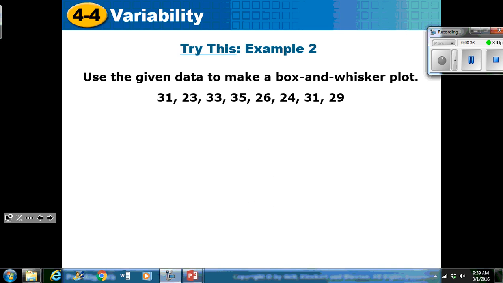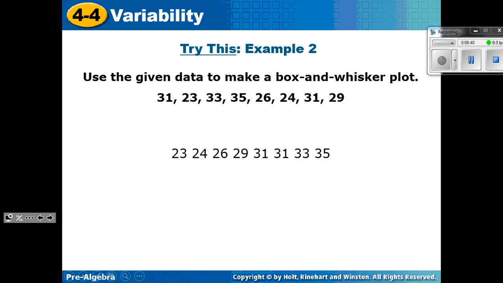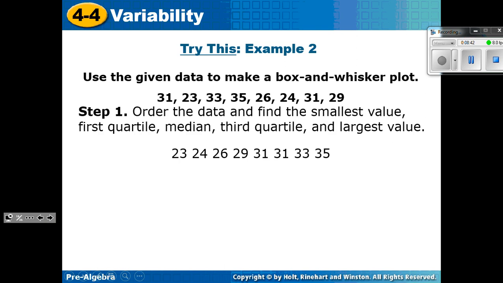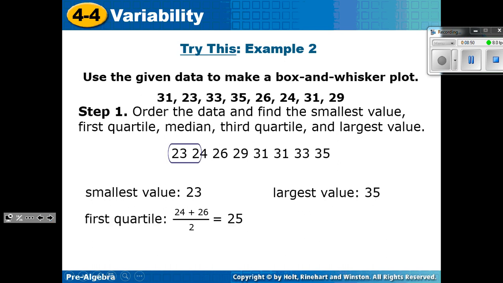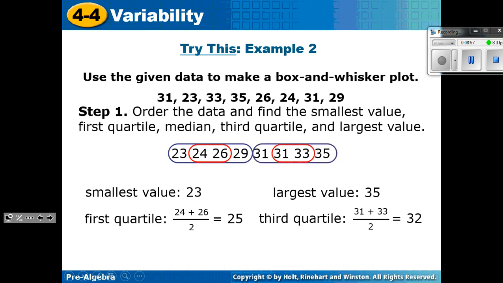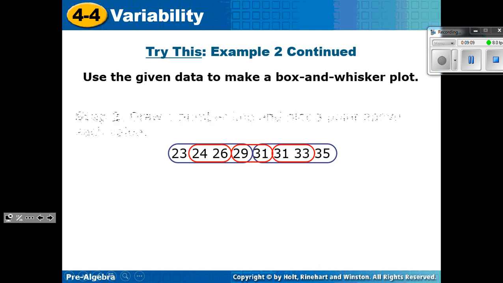All right, let's do one more together. There's our data set. Put them in order. Pick out the low number and the high number. The median of the bottom half is the first quartile. The median of the top half is the third quartile. And then find our median. No clear median there, so 29 plus 31 divided by 2, or the number right in the middle of them, is 30. You got your 5 things.